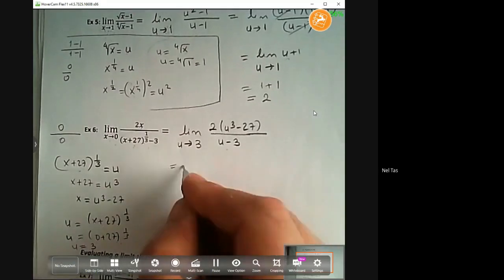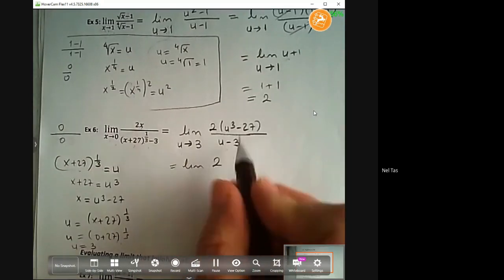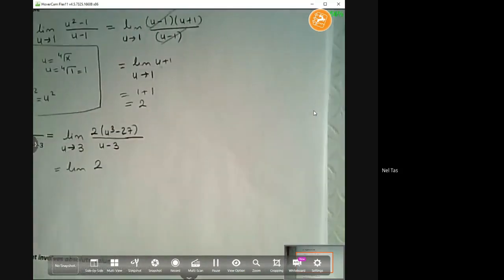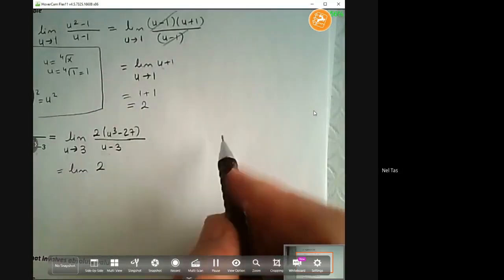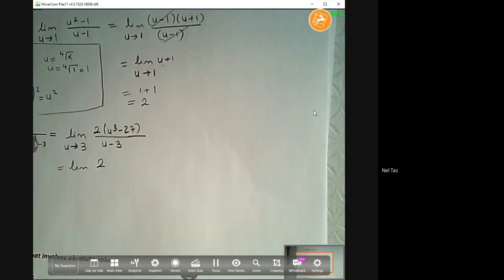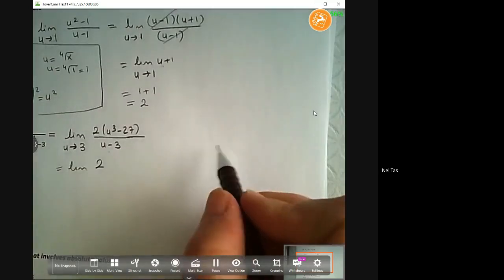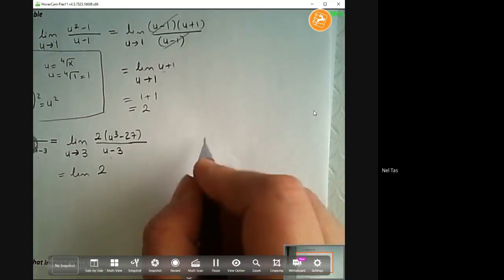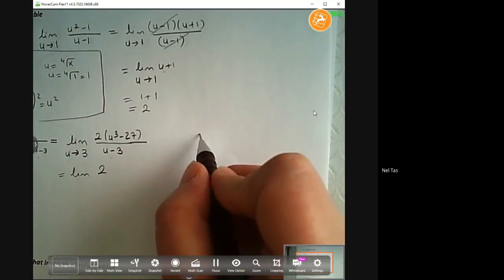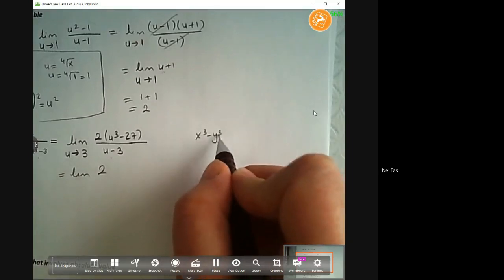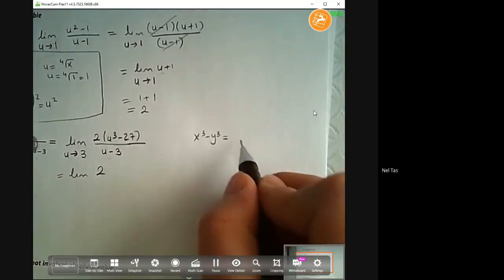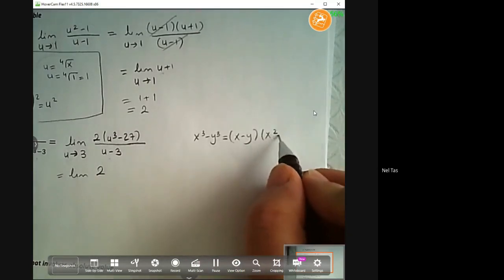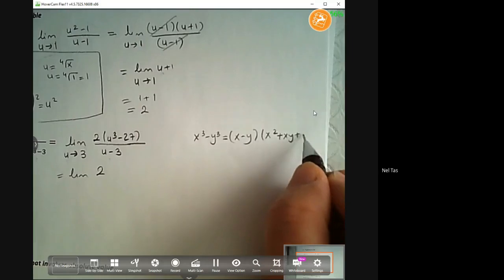Okay, so next, of course, we're going to factor. Oh, by the way, you may have forgotten, so I'm going to remind you of the sum and difference of cubes formula. Okay. So let me write it here. Take a note, please, just in case. Okay. So x cubed minus y cubed is x minus y times x squared plus xy plus y squared.